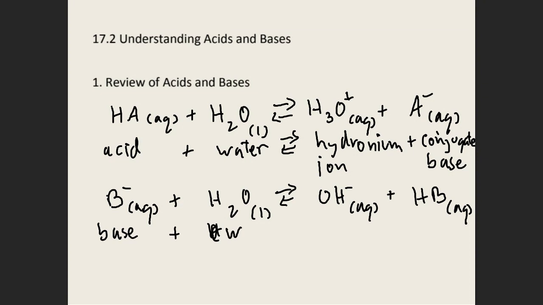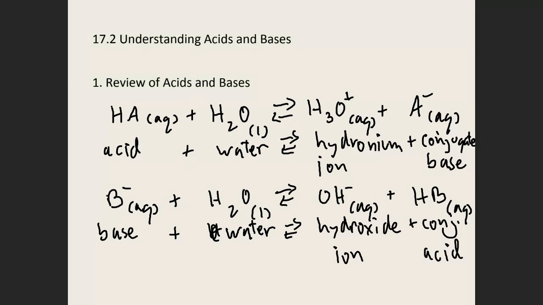Okay, so we have a base plus water. I guess I can write the word out. And it makes a hydroxide ion. And this thing, you can probably guess, is called a conjugate, which I won't write out, acid. Okay, I'm not sure you were ever taught that part, but bases react with water to make hydroxide ions. And you can write this out for any acid or base.